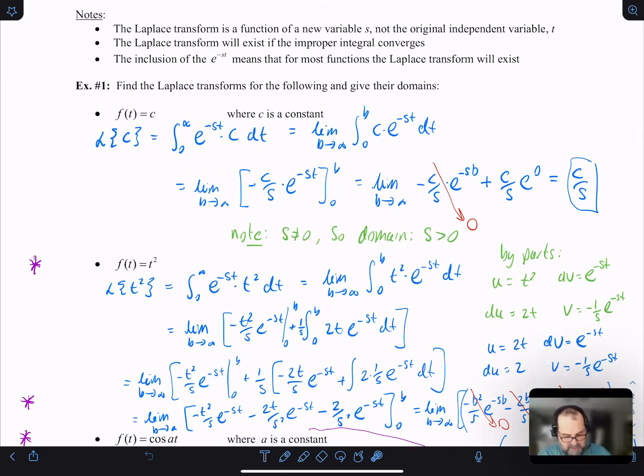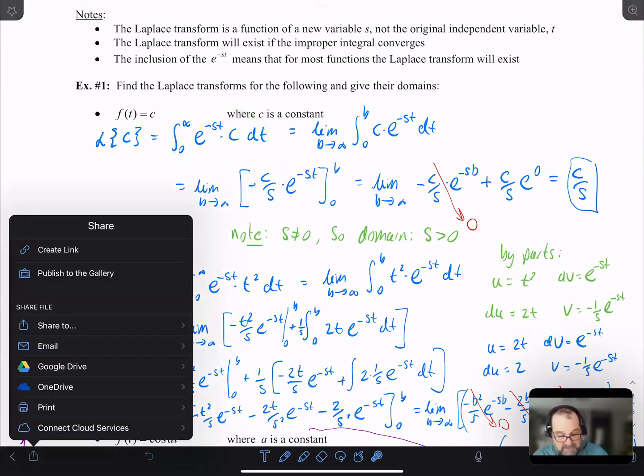First one here is the simplest one of all. What is the Laplace transform of the constant function f of t equals c? So Laplace transform of c. The definition says we set this up by throwing in an e to the minus st inside our improper integral times c dt. So we just need to evaluate this.